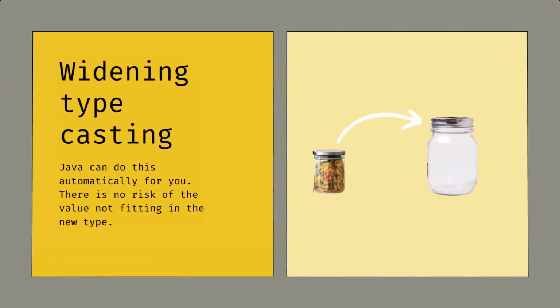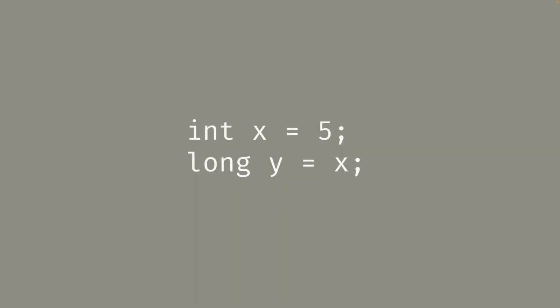Alright, back to Java. The first one, pouring the pasta in the bigger jar, is widening type casting. This does not need to happen explicitly. Java can do this automatically for you. There is no risk of the value not fitting in the new type. An example of this is casting an int value to a long. The value of a long can be bigger than an int, so it will always fit.